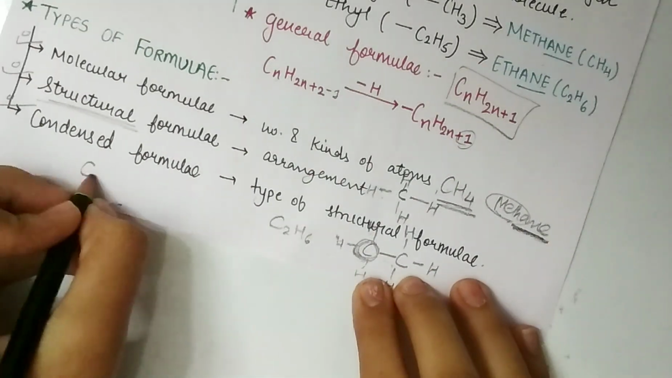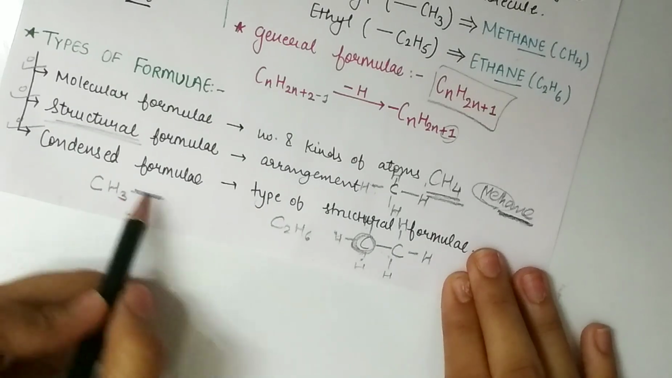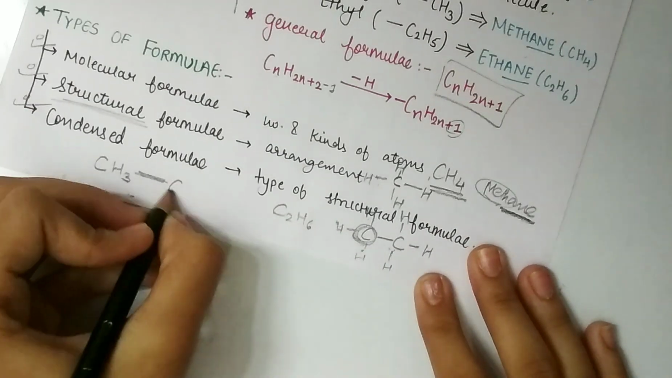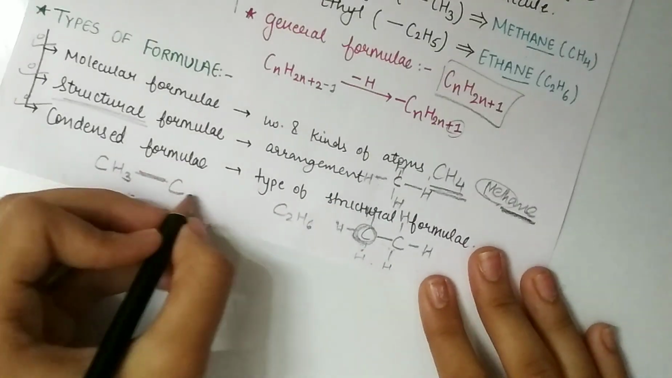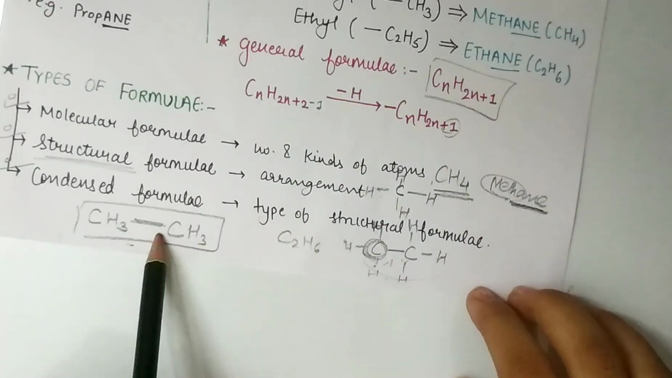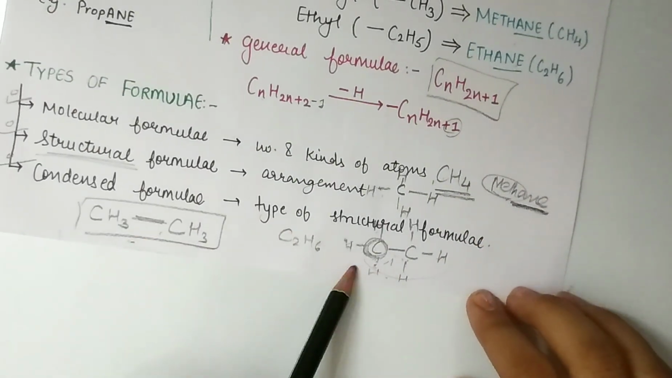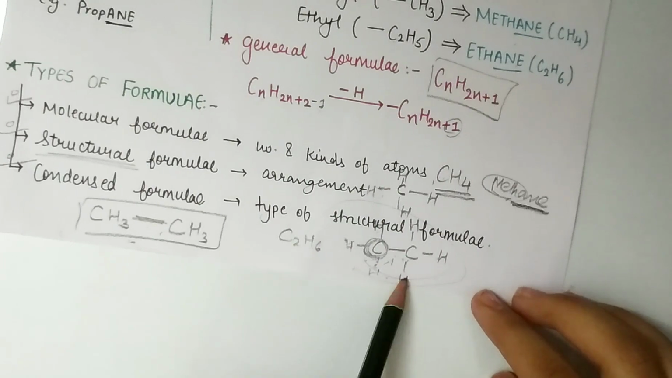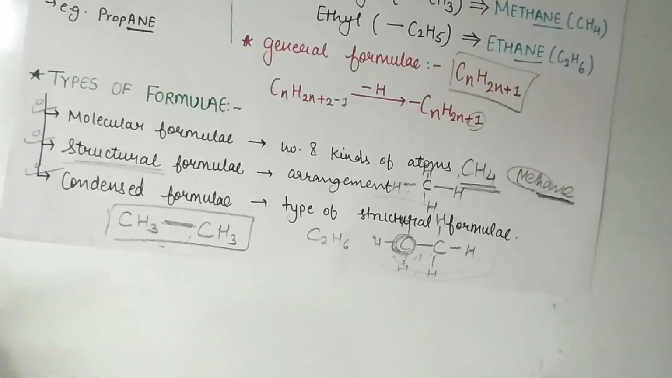So we'll write C and then there are 3 H. So CH3, the dash means the bond. And then there's also another carbon atom and then there are 3 hydrogen atoms. So this is CH3. This is the condensed formula of ethane and this is the structural formula. You can see how the structural formula is very big and the condensed formula is very short.